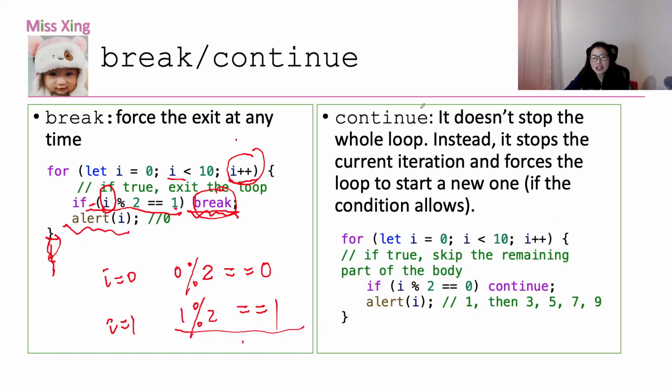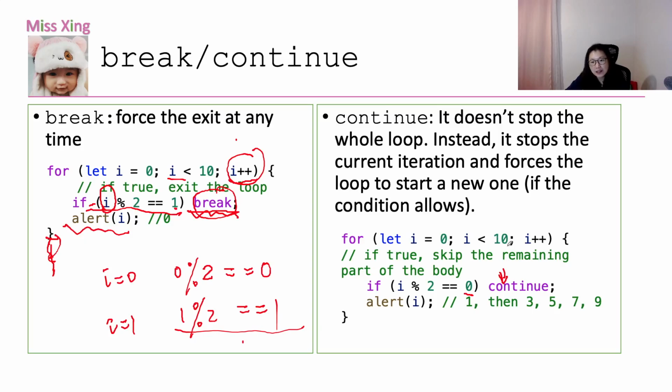And then continue. Continue doesn't stop the whole loop. Break is going to stop all of the loop, the entire loop. Continue doesn't stop the entire loop. Instead, it stops the current iteration and forces the loop to start a new one if the condition allows. Let's take a look at this example. Same thing, here I just changed break to continue. And the condition here is 0.